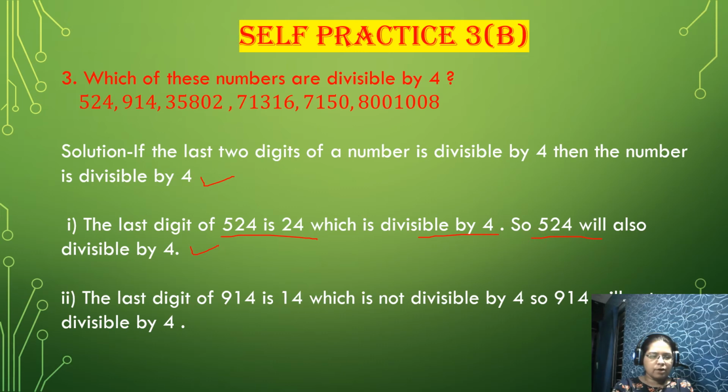Second number, 914. Here the last two digits of the number 914 are 14. We know 14 is not divisible by 4. So this number 914 will not be divisible by 4.